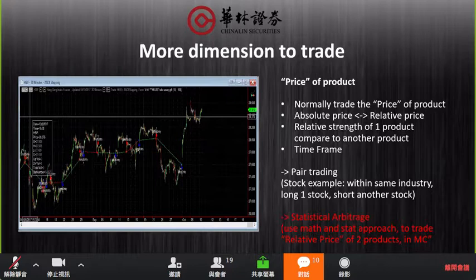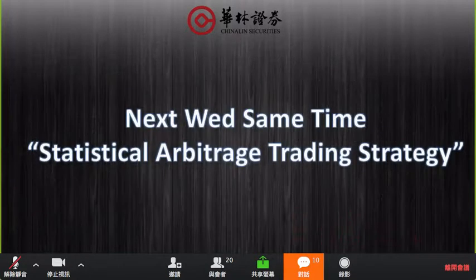When we do it in multi charts, more likely we do it in so-called statistical arbitrage, because quite often you will use your strategy report to see if the results are good, and you would optimize input numbers to hopefully have the best result. Then use this kind of math and statistics approach, so you can trade the relative price of 2 products. This is also the topic of next Wednesday, called statistical arbitrage trading strategies.